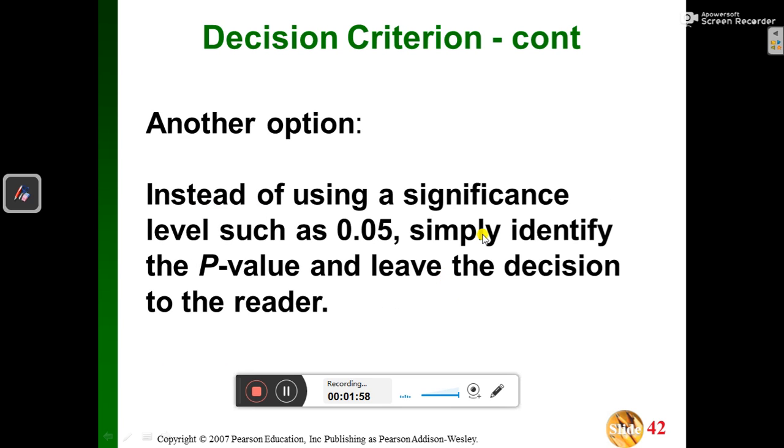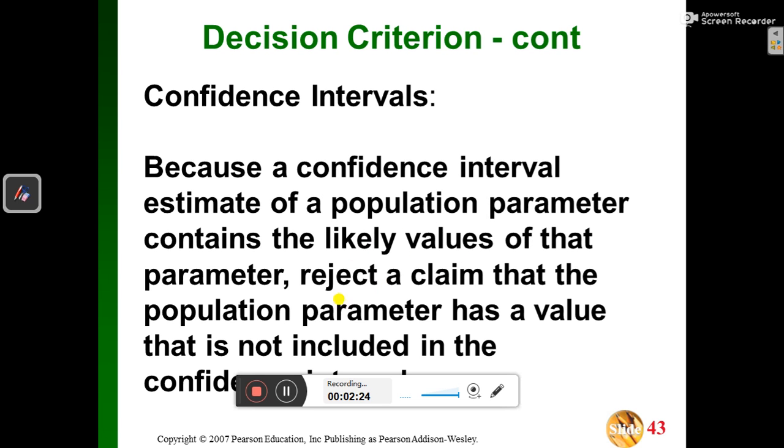Another option is that instead of using a significance level such as 0.05, simply identify the p-value and leave the decision to the reader. So we can directly give the p-value to the reader, and leave the decision to the reader, whether they reject the null hypothesis or fail to reject the null hypothesis, depending upon a significance level of their own.